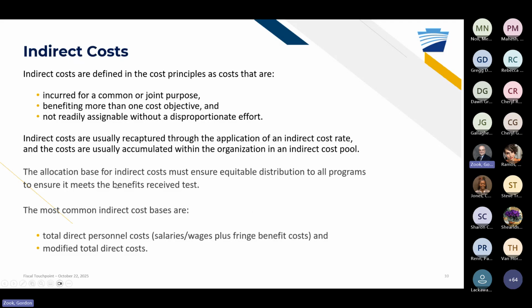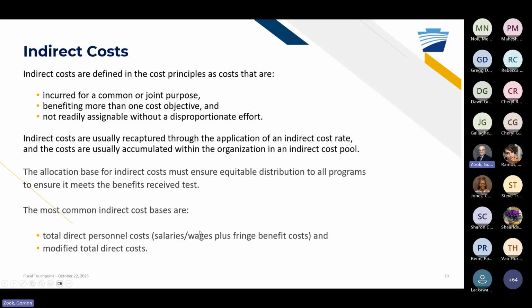And your allocation base must make sure that you have equitable distribution to all of the programs, so that it meets the benefits received test. And you can define what the base is that you're going to use, as long as you can justify it and you use it consistently. You're fine.